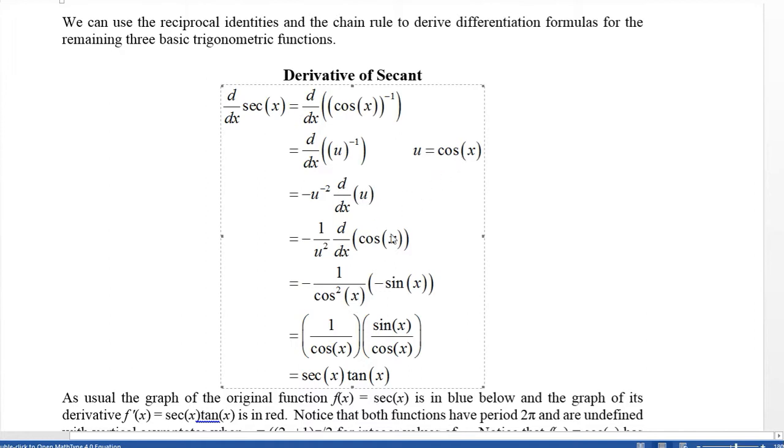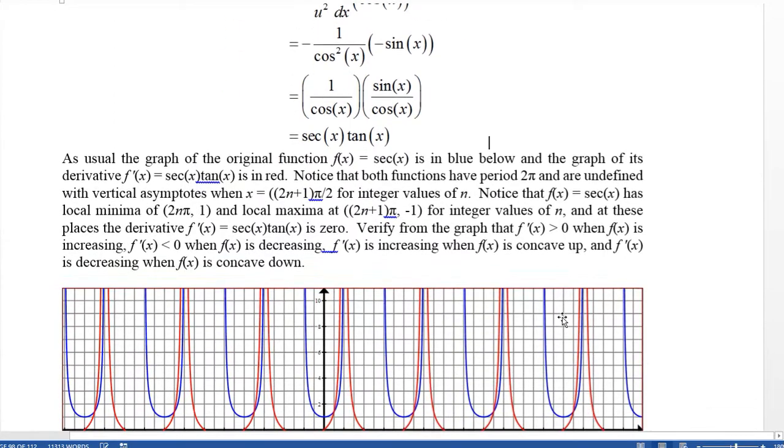The derivative of u is the derivative of cosine of x, which is minus sine of x. u is cosine of x, so we have minus 1 over cosine squared of x times minus sine x. Now first of all, the two negatives cancel, so that makes positive. And I'm going to think of the sine of x as being over one of the cosine of x's, and that still leaves us a 1 over cosine x. We can rewrite 1 over cosine x as secant x, and we can rewrite sine of x over cosine x as tangent x. So the derivative of secant of x is secant of x times tangent of x.